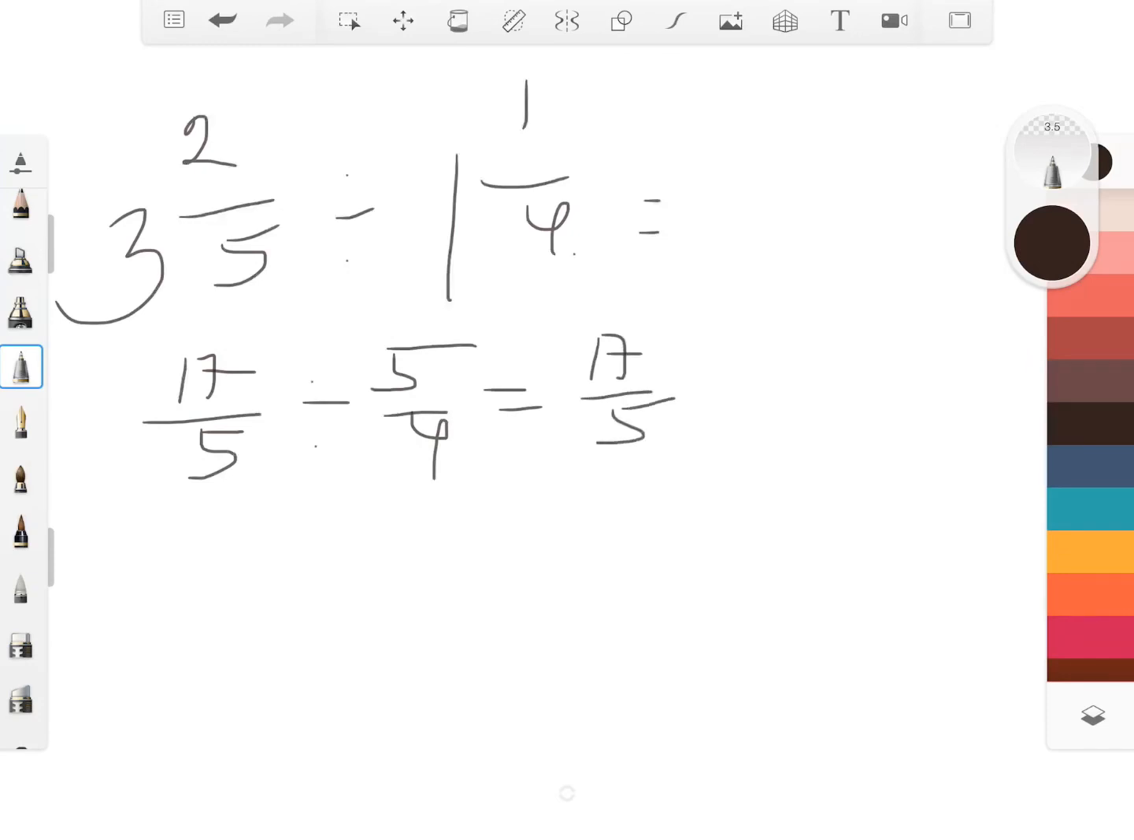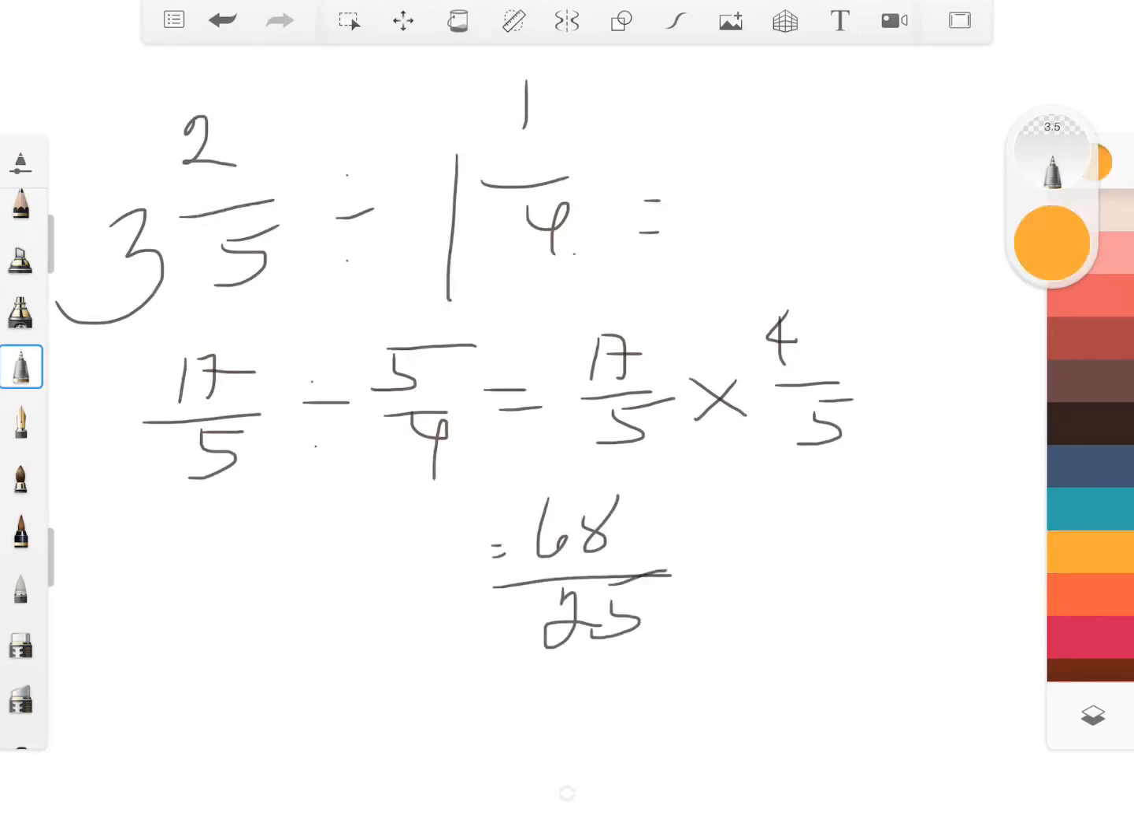And then 17/5. Change this division into multiplication, then flip the 5/4. So this becomes 4/5. I don't see any common factor between the numbers here, and you cannot divide each of them into its lowest form. Then we're good to multiply the numbers now. 17 times 4 is 68. Then 5 times 5 is 25.